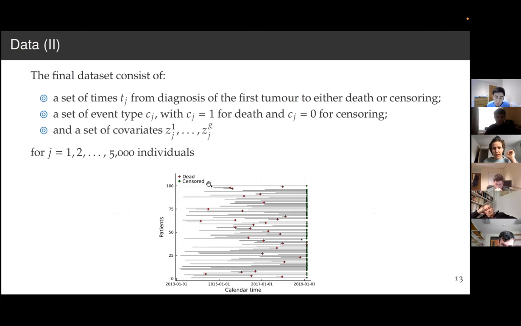So we have TJ, the time from diagnosis to either death or censoring. This is encapsulated in the variable CJ, with CJ equal to 1 for the main event, which is death, and 0 for censoring. As you can see, it's mainly administrative censoring. So these are people who are still being followed, apart from a couple of dropped follow-ups. And then we'll have a set of covariates.